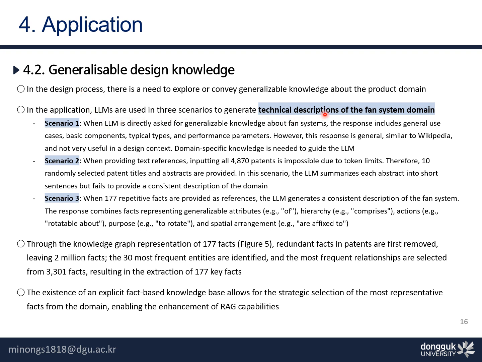Scenario 1 directly requests generalized knowledge of fan systems from a simple LLM, while Scenario 2 provides the titles and abstracts of 10 randomly selected patents. In this scenario, the LLM summarizes each abstract into short sentences but does not provide a consistent domain description. Scenario 3 offers 177 recurring facts as references, where the LLM generates a consistent description of fan systems.